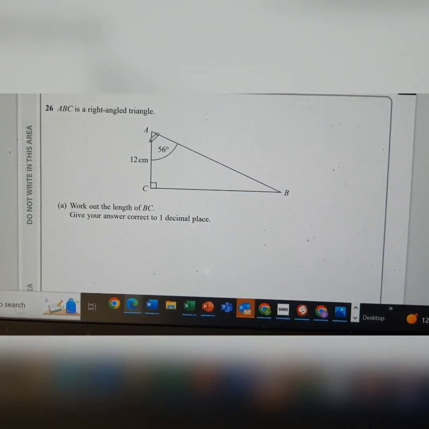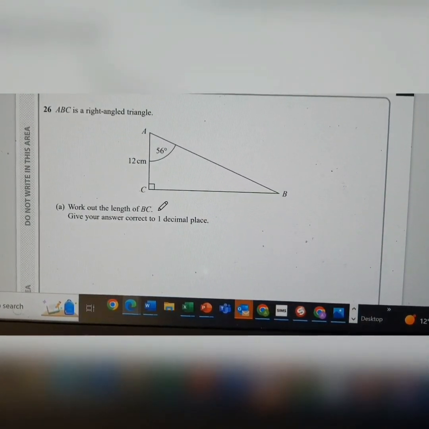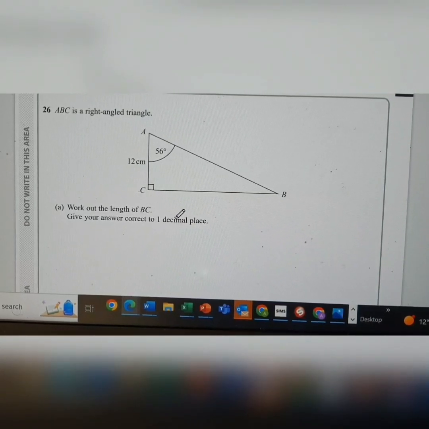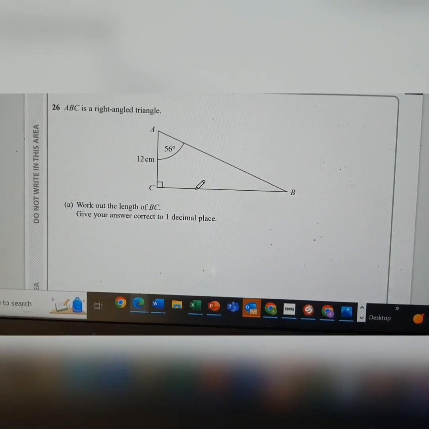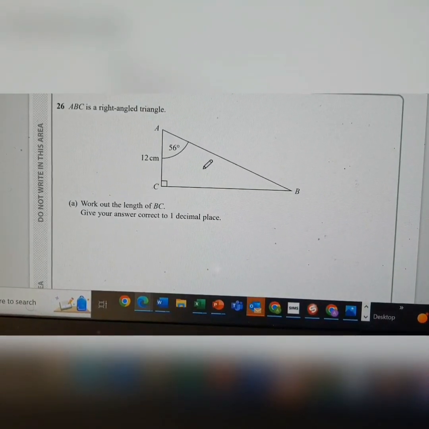ABC is a right angle triangle. Work out the length of BC. Give your answer correct to 1 decimal place. So this is trigonometry. So you need to label the sides first of all. So this side is the hypotenuse. This is the opposite side. And this is the adjacent side. So I need to work out BC. So I need to work out this side, and I already have this side, so I don't need the hypotenuse side at all. So I'm just going to rub that off.